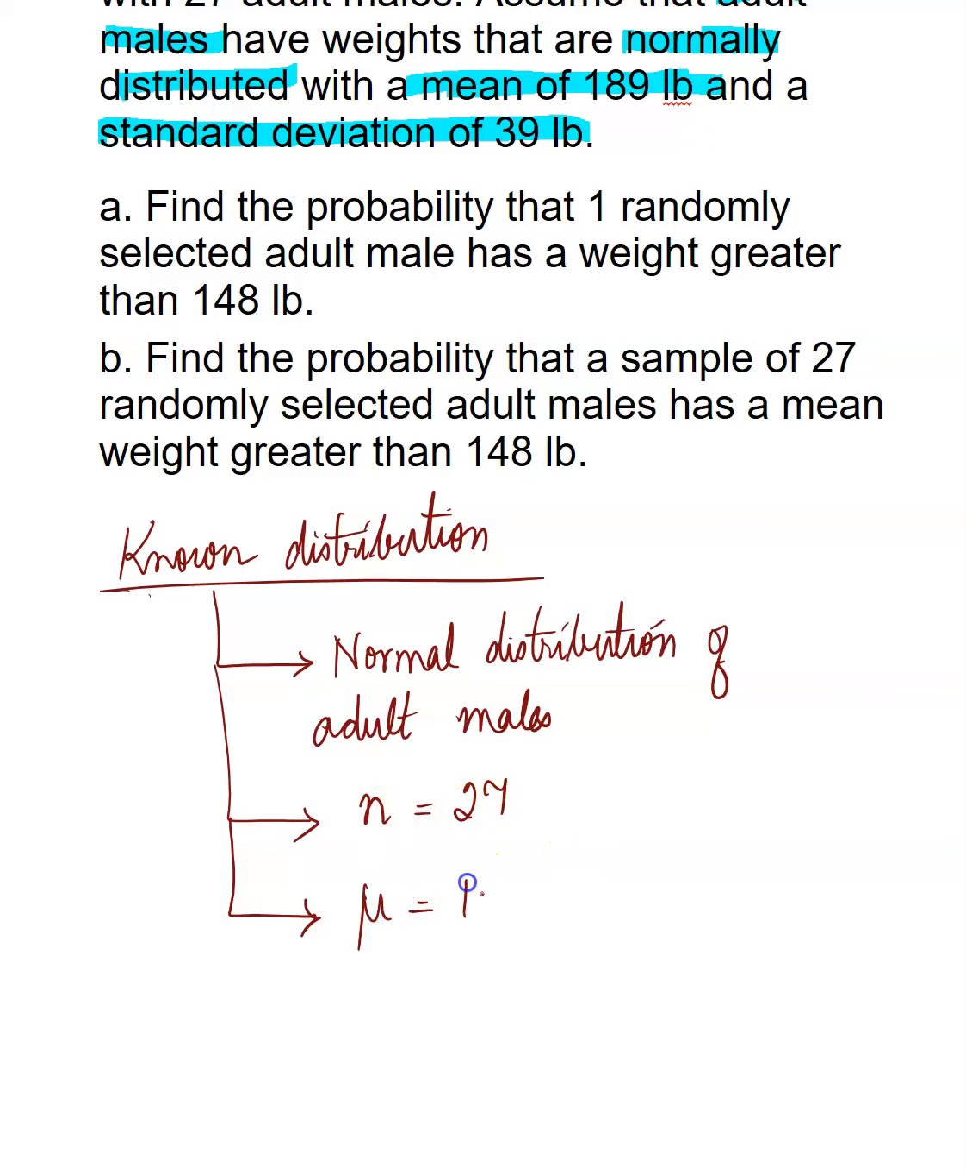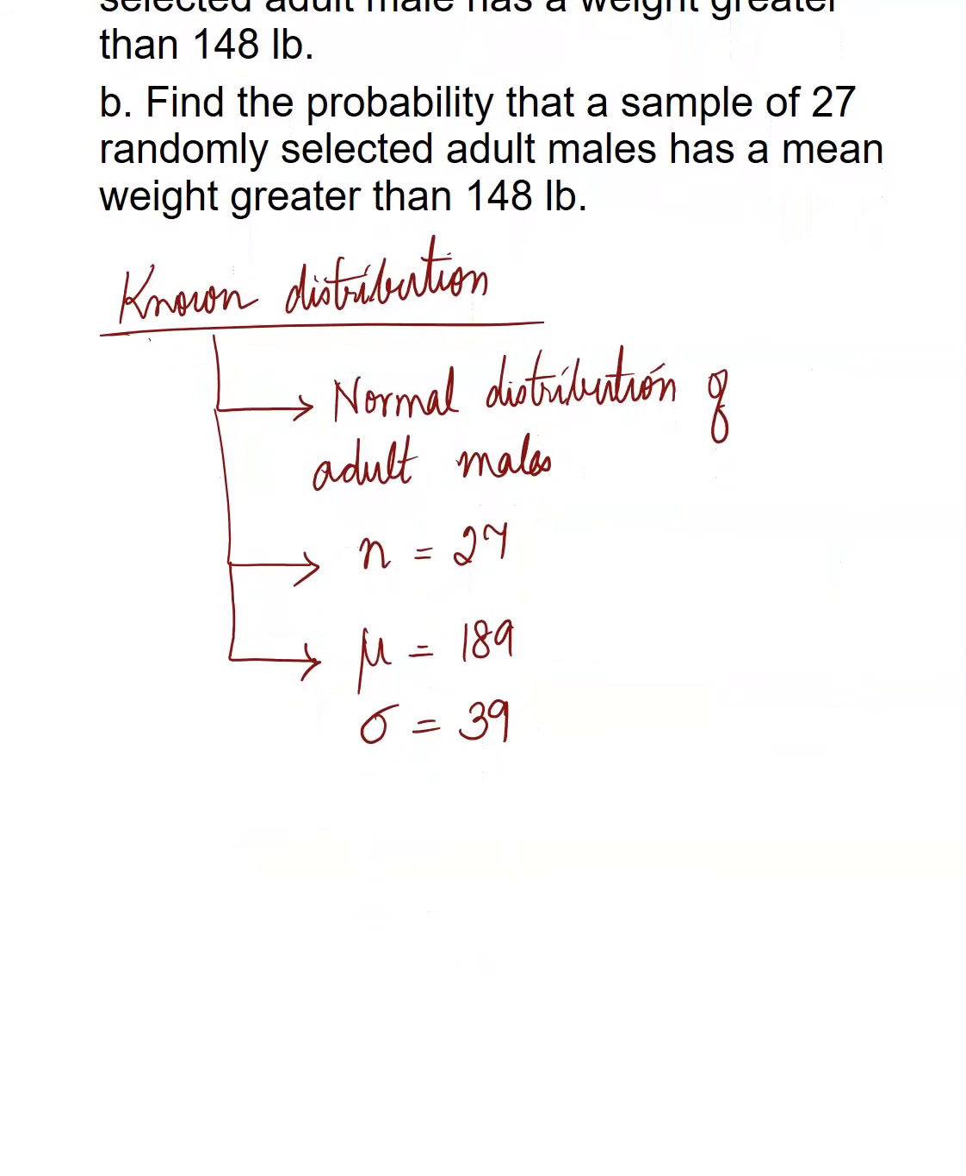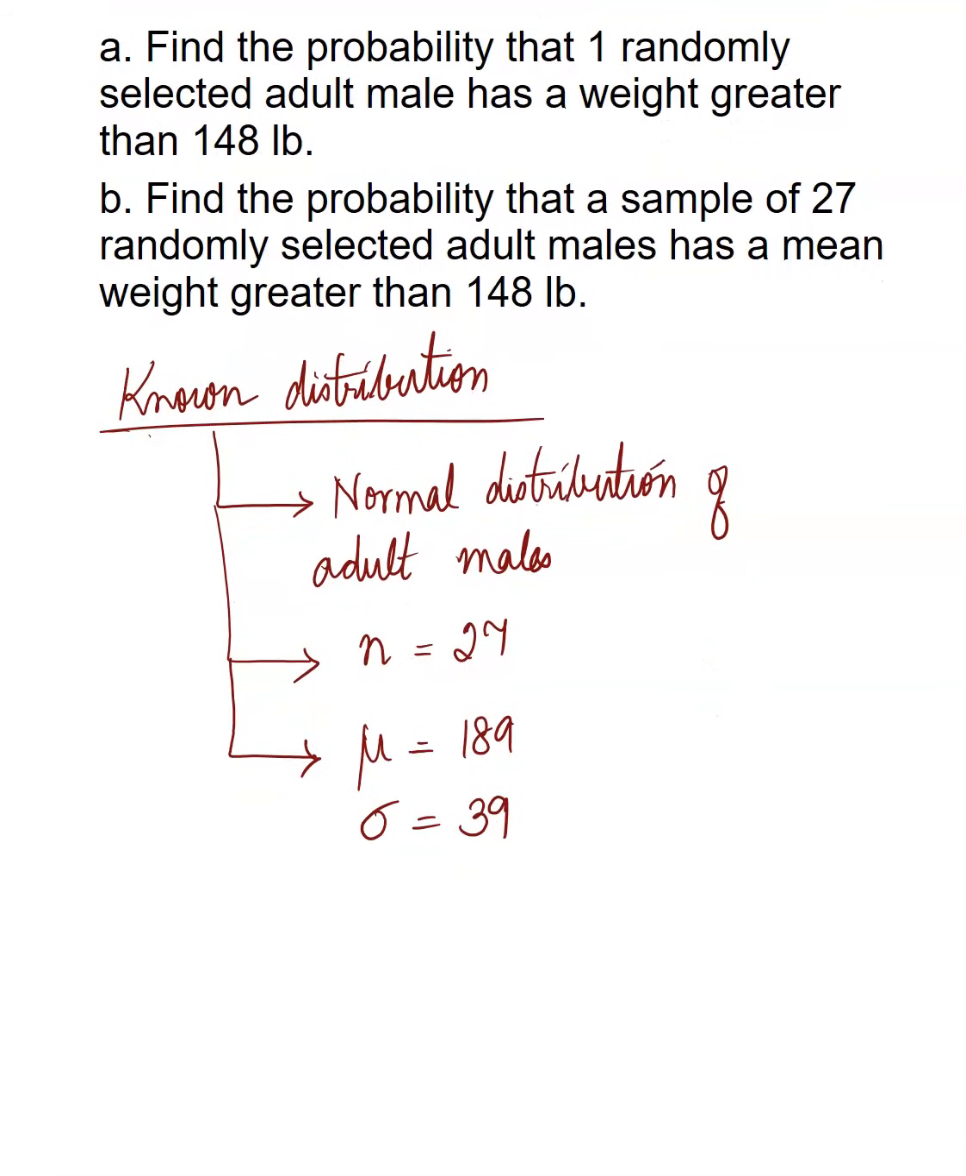Mu is given to be 189 pounds and sigma is given to be 39 pounds. We have these things given to us. Now we need to answer part A. Okay. So we got all the details we have. So for part A, find the probability that one randomly selected adult male has a weight greater than 148 pounds. Remember, this is one individual. That's your key information there. That one randomly selected adult male.